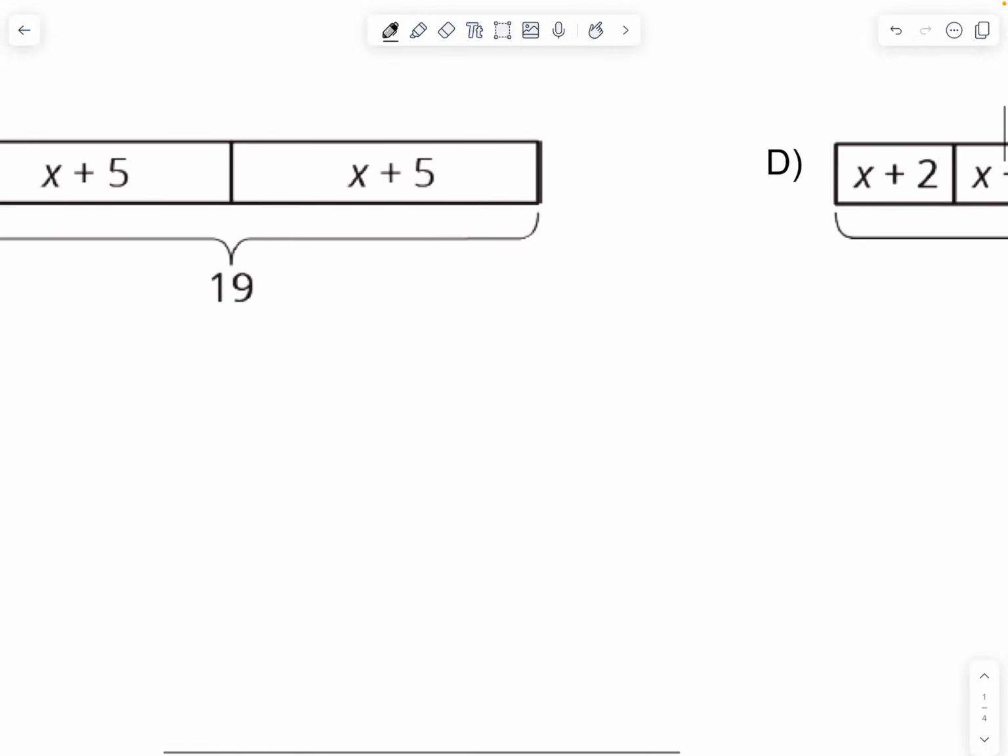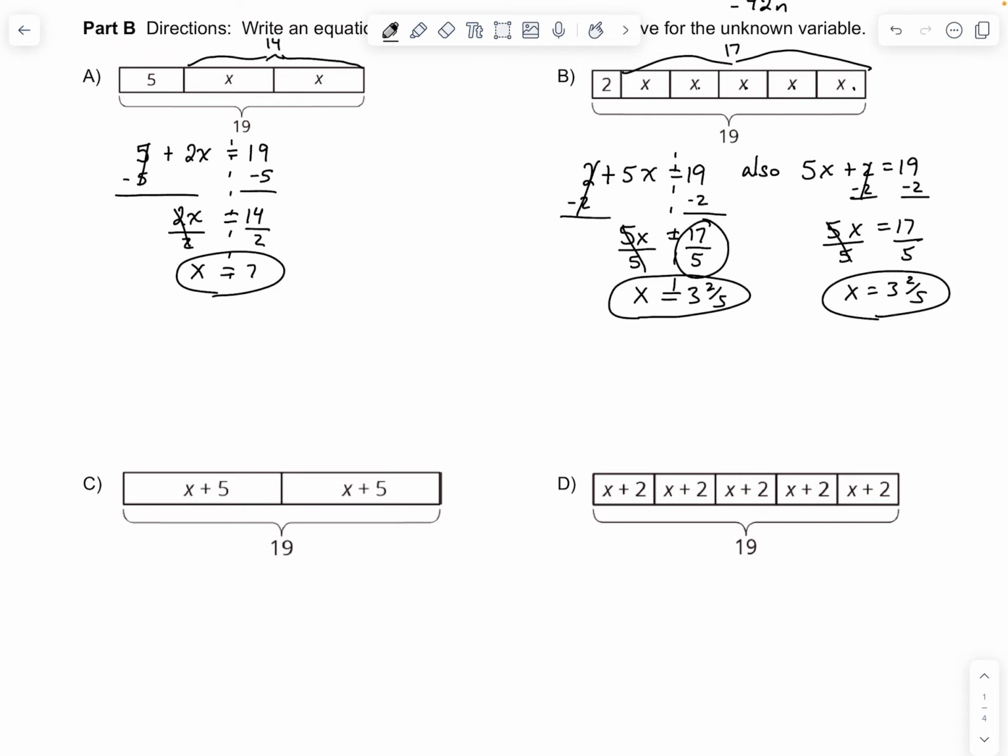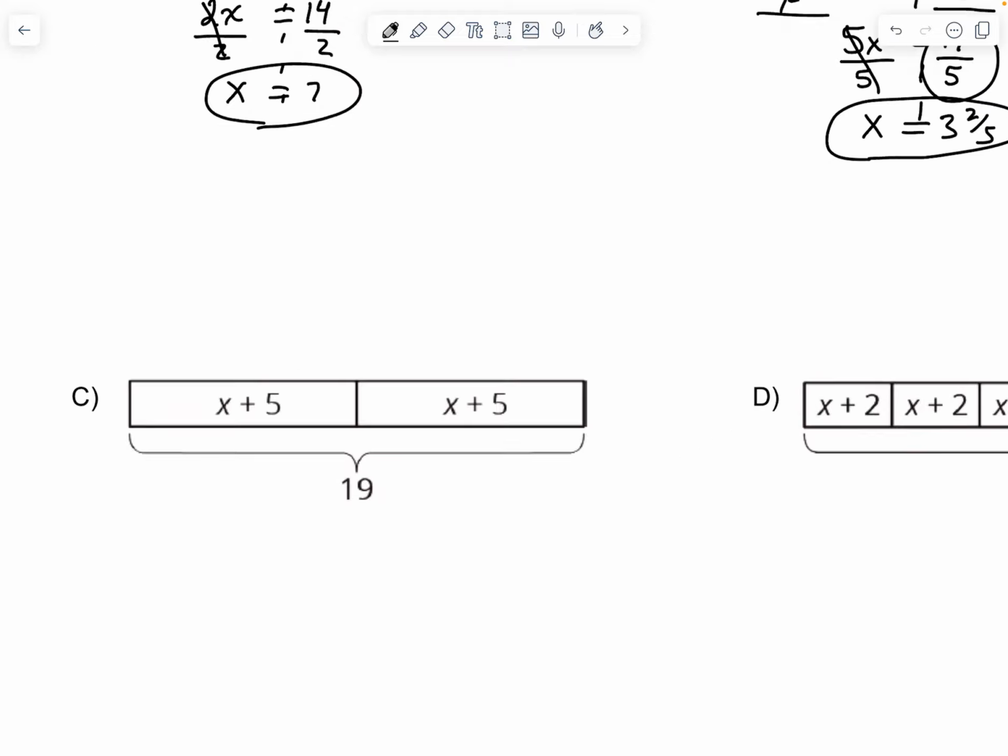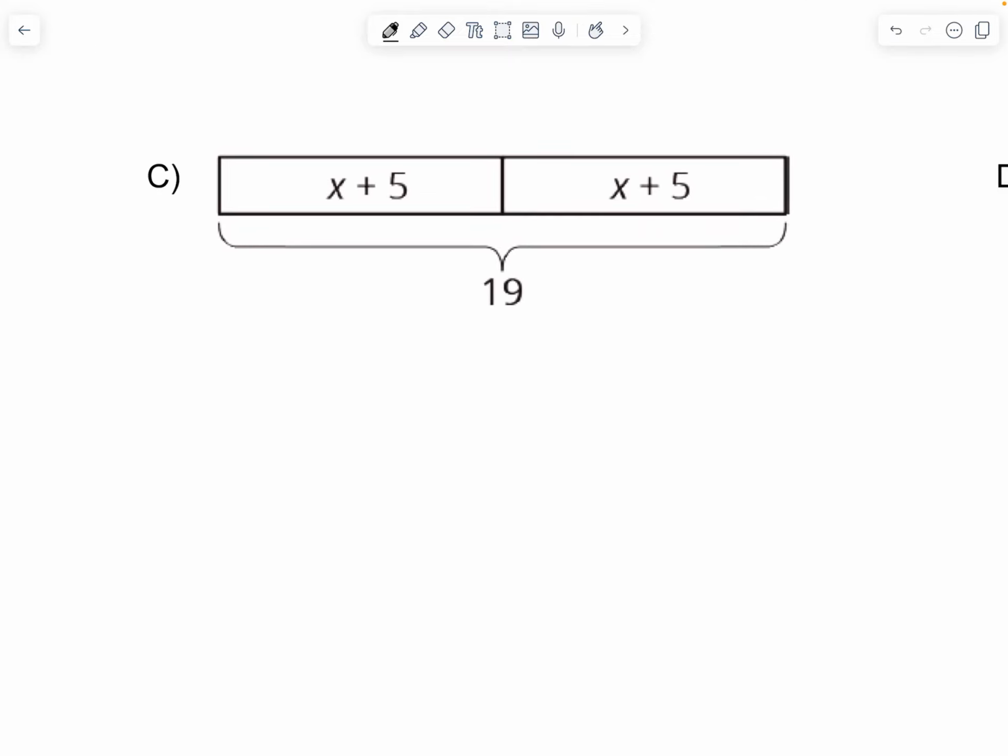Part C. If I notice part C and D, how they differ from A and B, is that we have groupings of x plus 5 and x plus 2. So our equations are going to look different. Here's C. We have x plus 5, x plus 5. So I have two groups of x plus 5. I'm going to write down 2 parentheses x plus 5 equals 19.